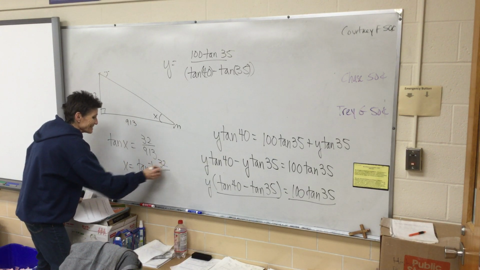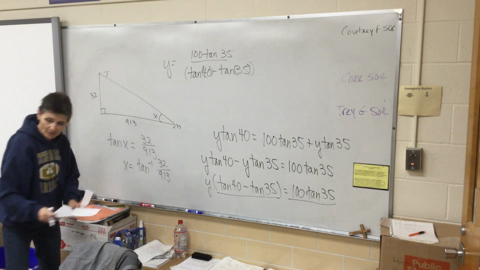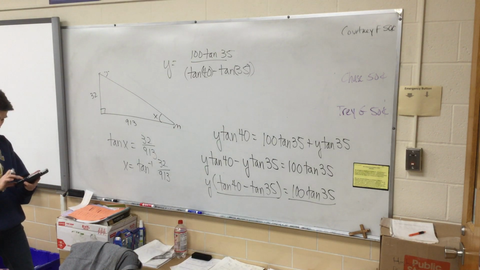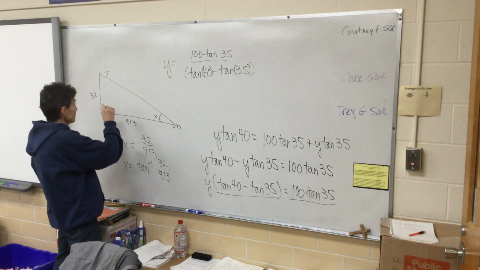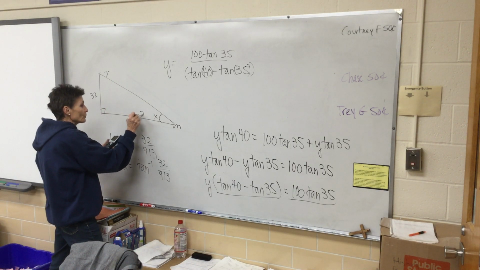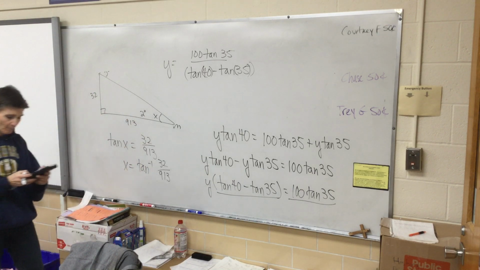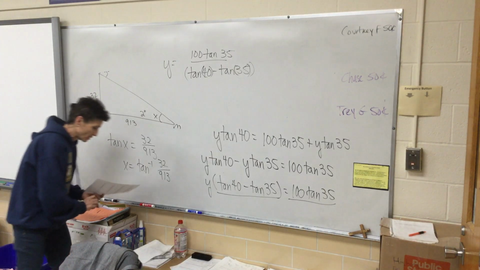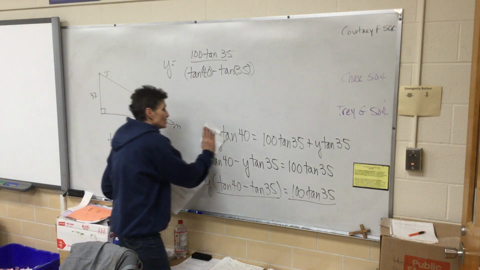So I'll second tangent 32 over 913. And oh, that's a tiny little angle because they're a long way apart. That's 2 degrees. So the angle of depression for the eagle and the angle of elevation for the mouse is 2 degrees.